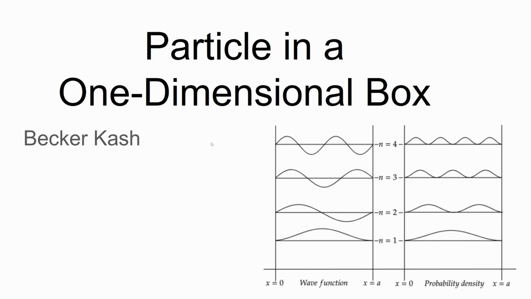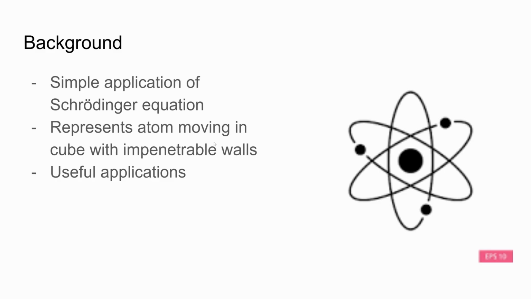My name is Becker, and today we are going to be discussing the particle in a box. Let's get started. So the one-dimensional particle in a box is a simple application of the Schrödinger equation to a system. It represents a single atom moving in a cube that has impenetrable walls. And based on how we solve this problem, we can apply its concepts to a particle in a 2D and 3D box, boxes where the particle can escape, and eventually real atoms.